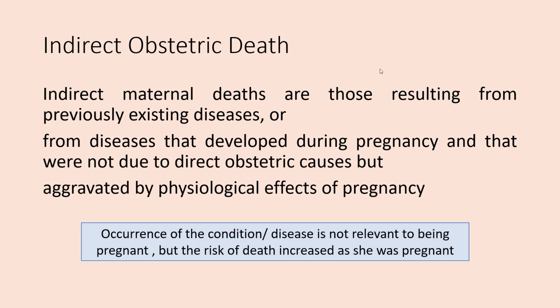Indirect obstetric deaths. Indirect obstetric deaths are those resulting from previously existing disease or from diseases that developed during pregnancy and that were not due to direct obstetric cause but aggravated by the physiological effect of pregnancy. For example, heart diseases in pregnancy. Keep in mind, maternal mortality ratio only includes direct and indirect causes in the numerator. There are two other types of maternal deaths which are not included in maternal mortality ratio, but we still call them types of maternal deaths.